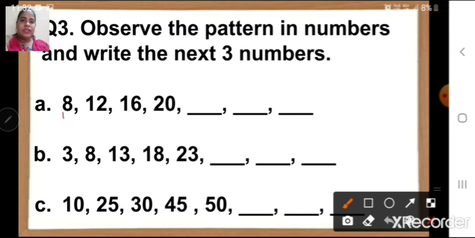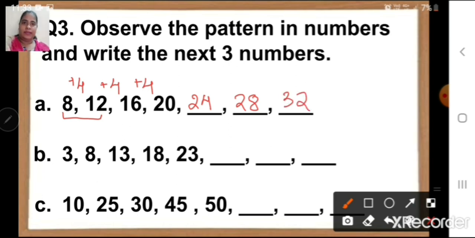Now between 8 to 12, okay, how many numbers are there? 9, 10, 11, 12. 4 numbers, correct? Again from 12 to 16, 13, 14, 15, 16, again 4 numbers. Then 17, 18, 19, 20. Again 4 numbers. That means we have to add 4. This is the pattern. So the next number will be 20 plus 4 is 24. Then again 24 plus 4 will be 28. And 28 plus 4 will be 29, 30, 31, 32.